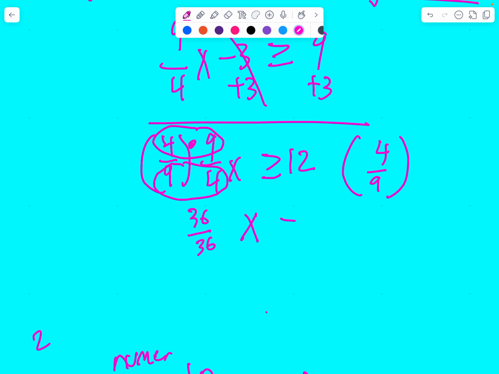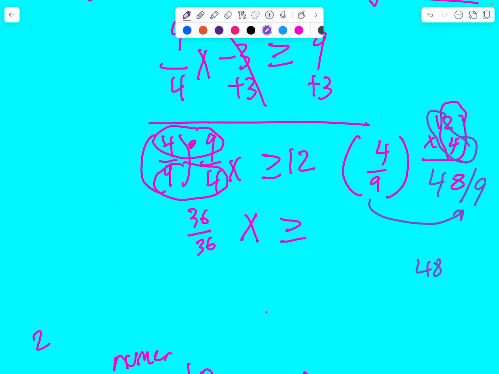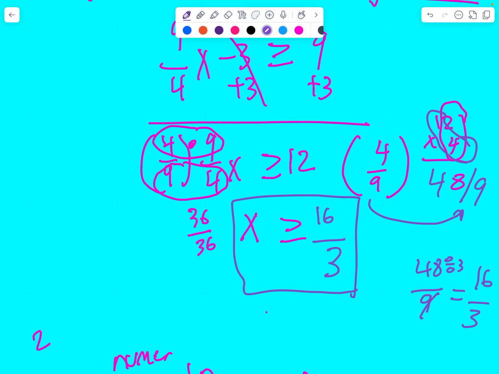So I got x is greater than or equal to 12 times 4. What's 12 times 4? 4 times 2 is 8. 4 times 1 is 4. So it's 48 over 9, right? 48 over 9. I know that they both can be divided by 3 because I just thought about it. 9 divided by 3 is 3. 48 divided by 3 is 16. So I have 16/3. So x is greater than or equal to 16/3.